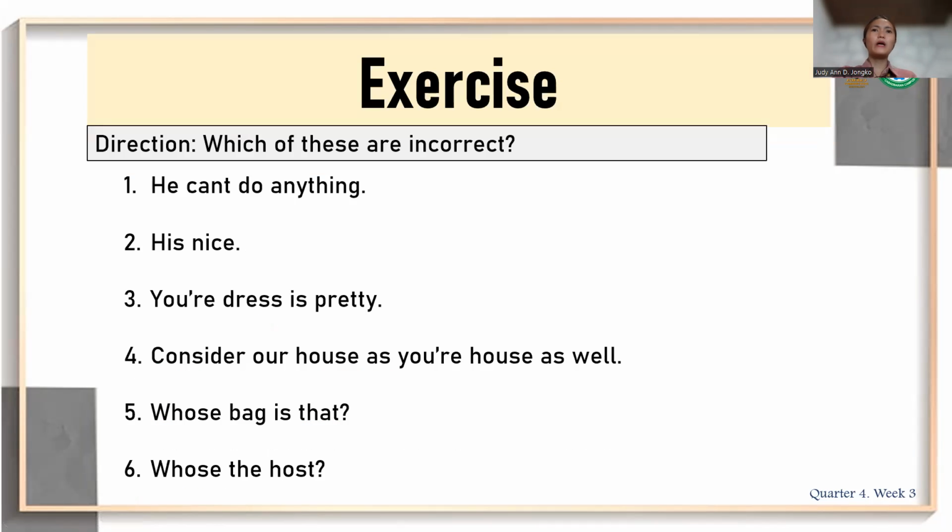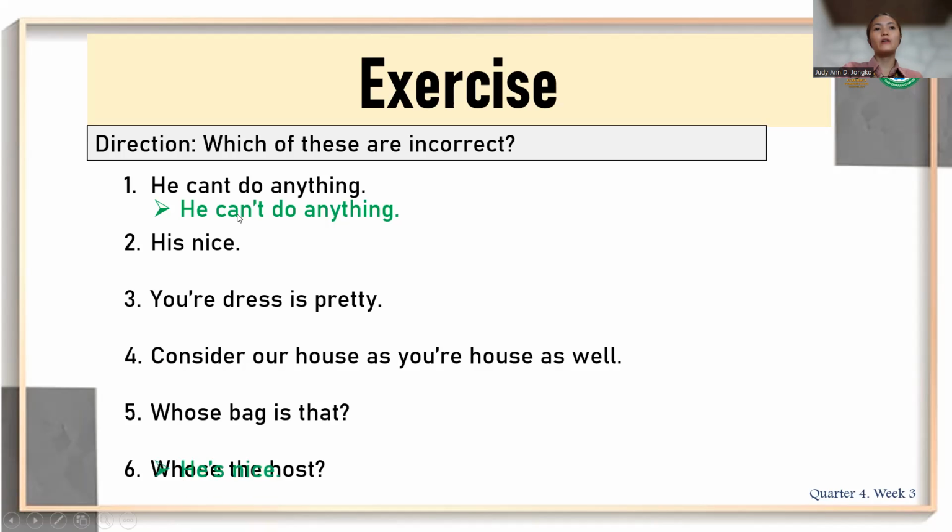So we have here an exercise. For number 1, which of these are incorrect? He can't do anything. For number 1, the incorrect part here is the can't, since we need to put an apostrophe in the middle of n and t, since it is a contraction for cannot. So the sentence means he cannot do anything.